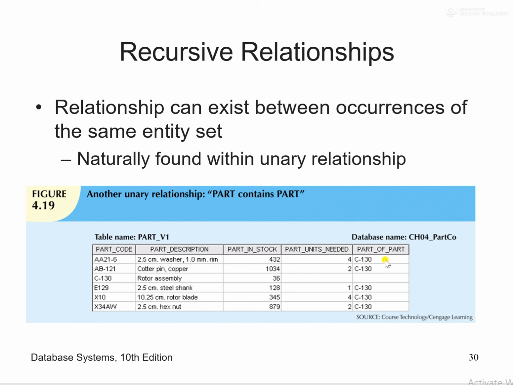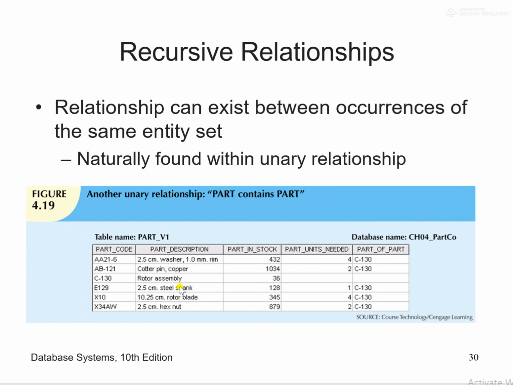Okay, another example shown in this table is also a unary relationship. Part contains part. Like it is possible that there is one part that consists of other parts, so part contains part.